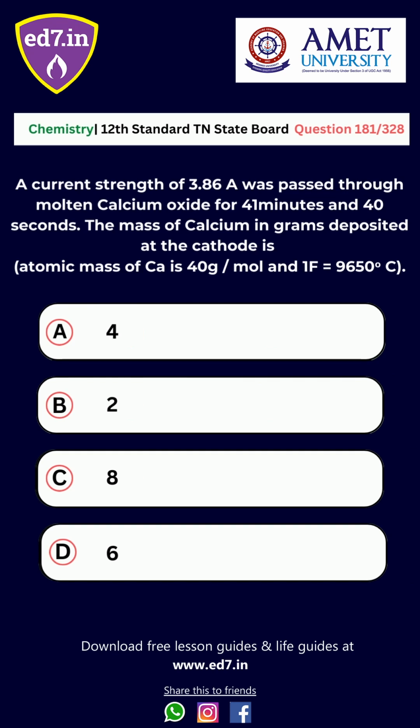Question number 181. A current strength of 3.86 ampere was passed through molten calcium oxide for 41 minutes and 40 seconds. The mass of calcium in grams deposited at the cathode is, given atomic mass of Ca is 40 gram per mole and 1F equal to 96500 coulombs. Option A, 4; option B, 2; option C, 8; option D, 6. The correct option is option B, 2.